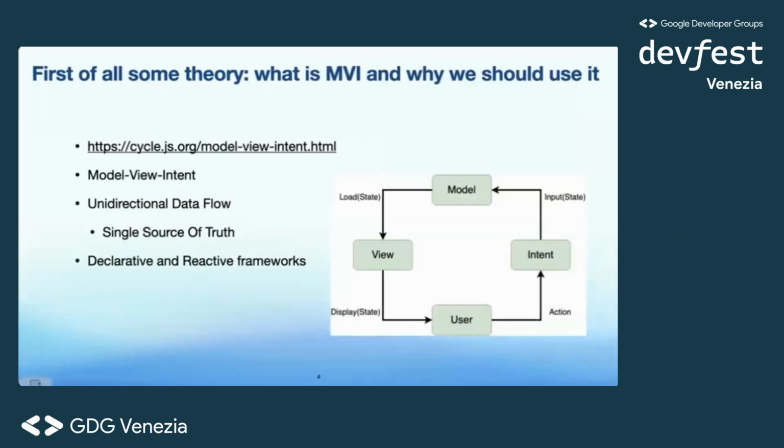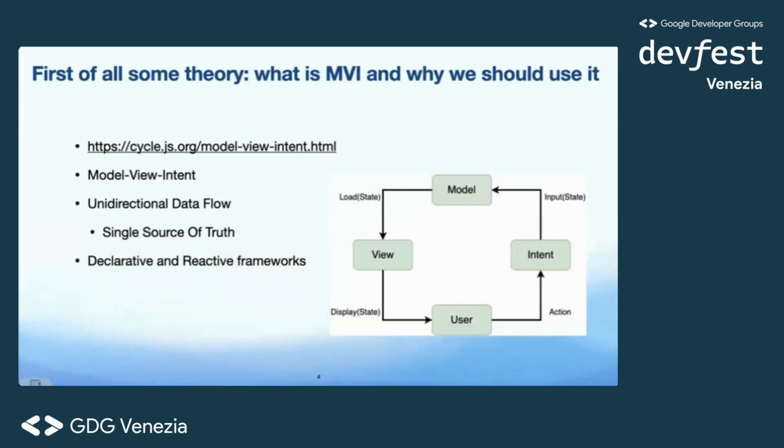Okay, some theory. Why, what is it, and when we should use it. Let's start from some history. It is inspired by a web framework, Cycle.js, a unidirectional and cyclical framework for web development. And the first crucial point is the unidirectional data flow. As you can see from the image, the arrows simply go only in one way.